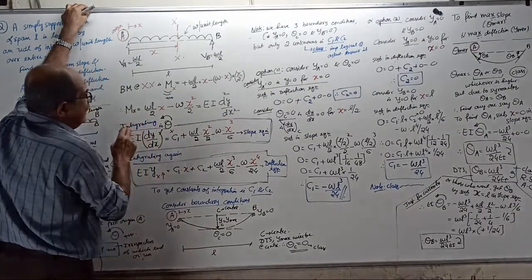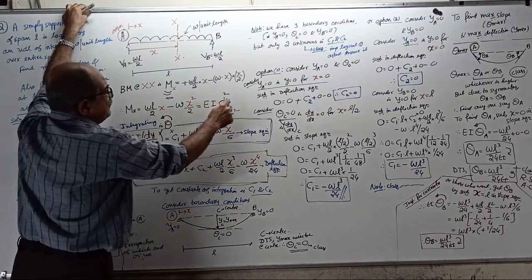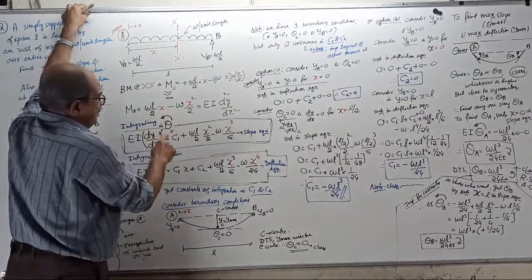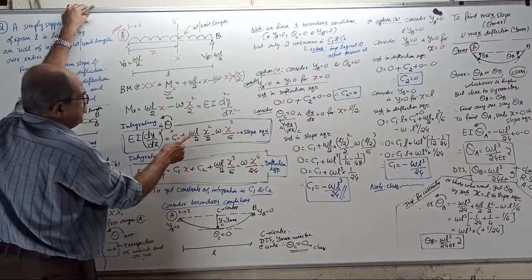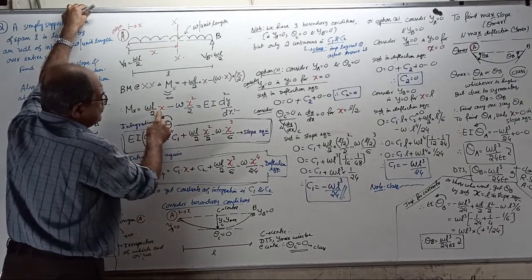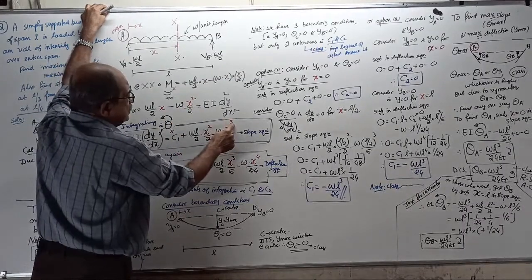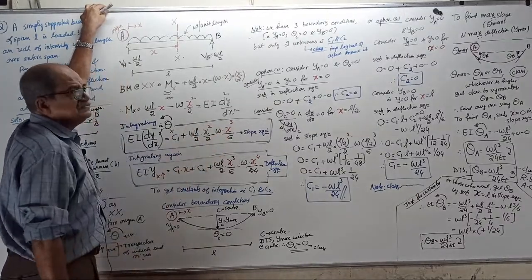Okay, now integrate. When you integrate, write this on the left side: EI dy by dx, that is the slope anti-clockwise at any point x, equals C1, a constant, plus WL by 2 into x, which becomes x square by 2, minus W into x square, which becomes x cube by 3. Already 2 is there, so it will become 6.